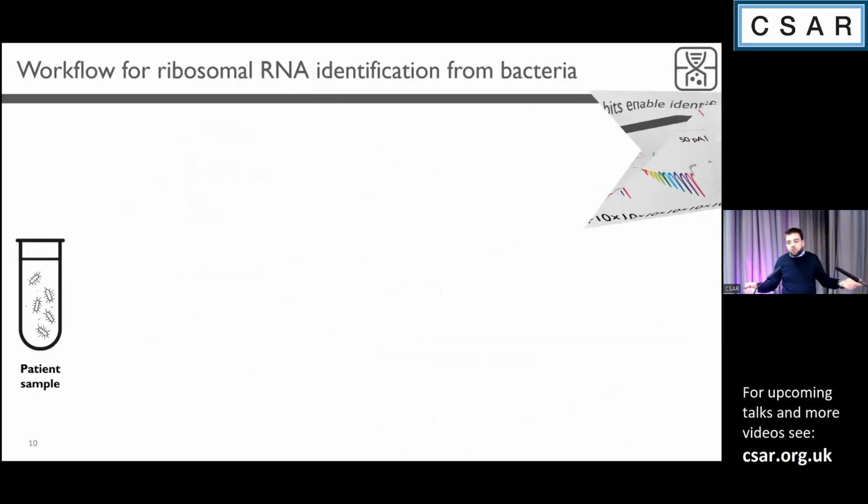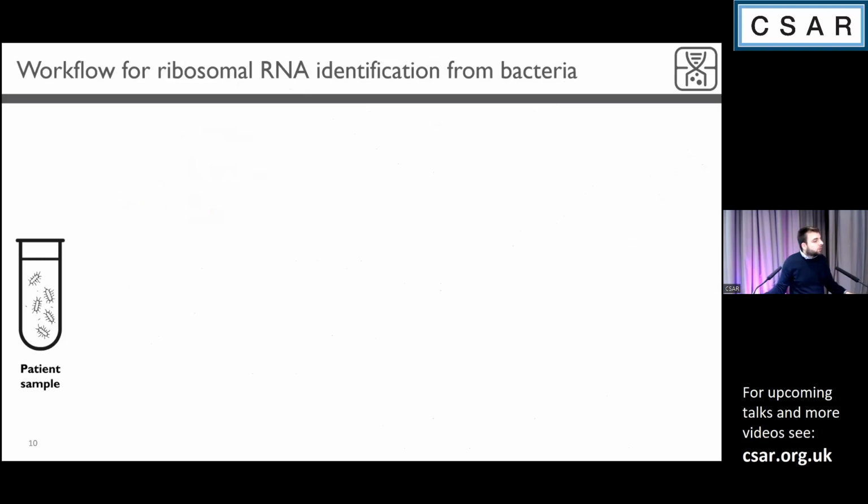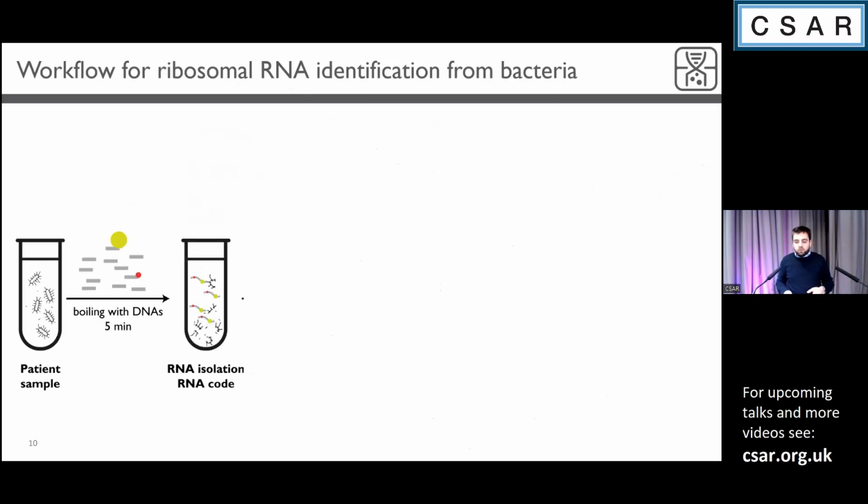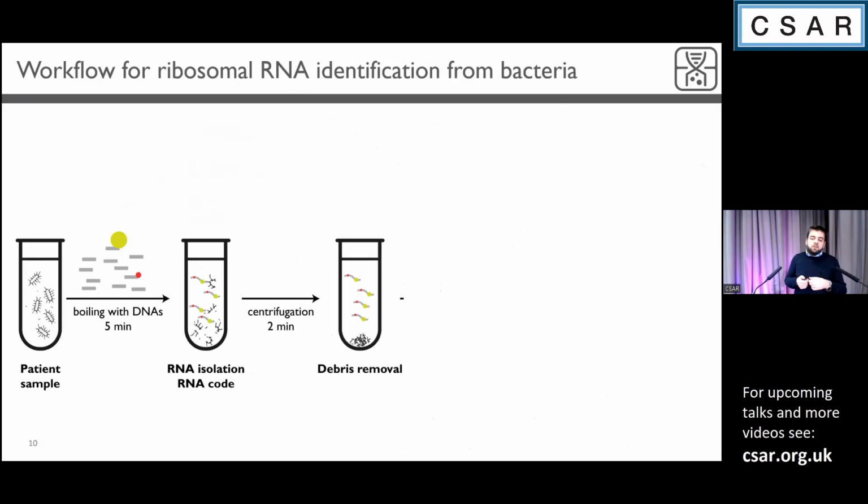And with this origami story, it goes more to what we got so far. So how does the workflow go? We take a patient sample, we boil it with these DNA oligos, so these DNA strands. And at the same time, we break the cell. So we isolate RNA and create these codes. Then we just remove this debris from the cells.